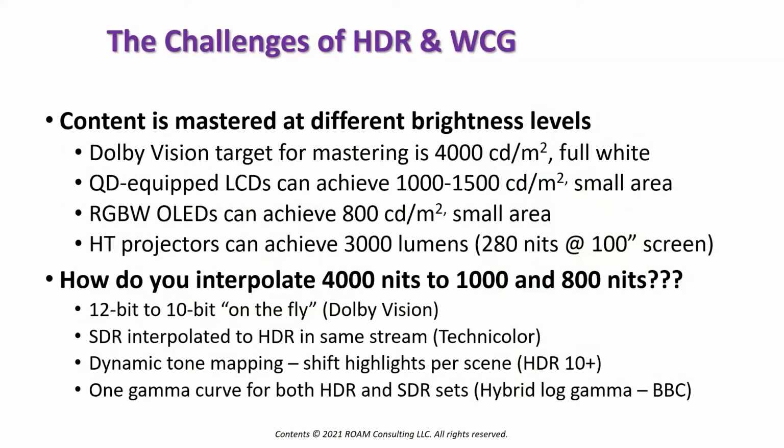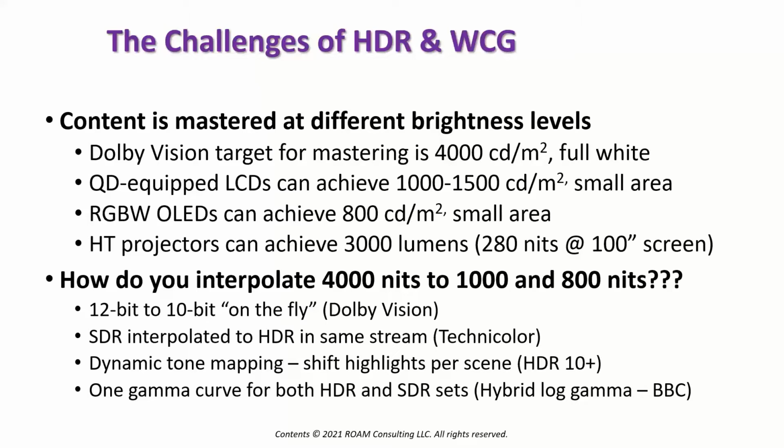So the challenges of showing HDR are many. First of all, the content is mastered at different brightness levels. If you're watching something that's been encoded with Dolby Vision, that's their proprietary high dynamic range format, the target for mastering, when you're in a color mastering suite and preparing the master file, the digital intermediate file, is 4,000 candles per square meter, full white. That's really bright. Go look at an LED sign outside when it's showing mostly a white background, and that won't even be 4,000 candles per square meter, but it's pretty bright.